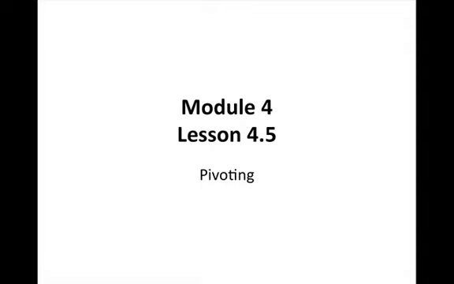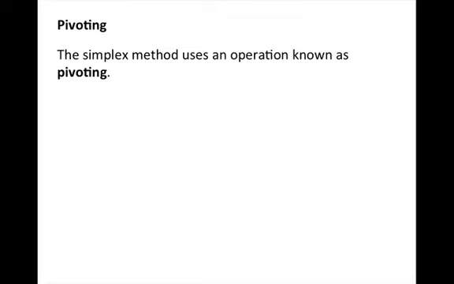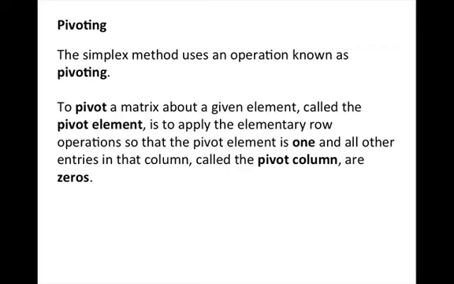Lesson 4.5 covers pivoting. The simplex method uses an operation known as pivoting. To pivot a matrix about a given element, which is called the pivot element, is to apply the elementary row operations so that the pivot element is a 1 and all other entries in that column, called the pivot column, are zeros.